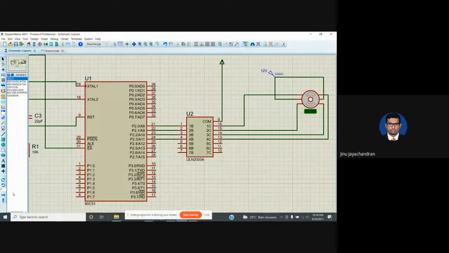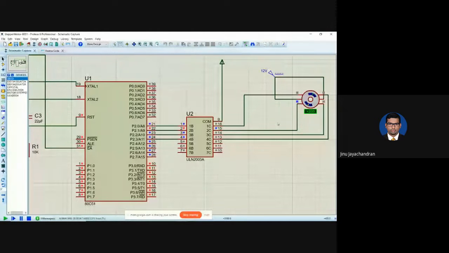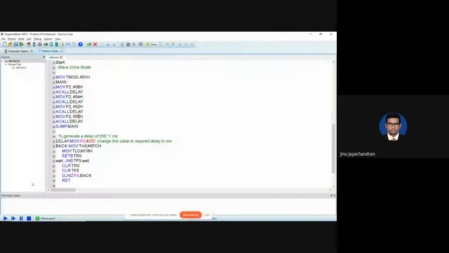If you run this, you can see that the stepper motor will run, but with a lesser amount of precision. We'll see why that is happening. So you see that the stepper motor is running. Now, if you look at the code, you see that there is a delay, and I have put the delay to be 200 milliseconds.